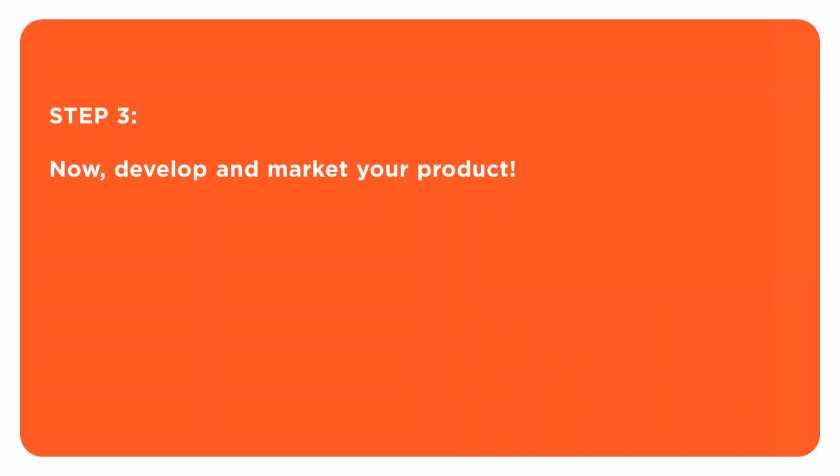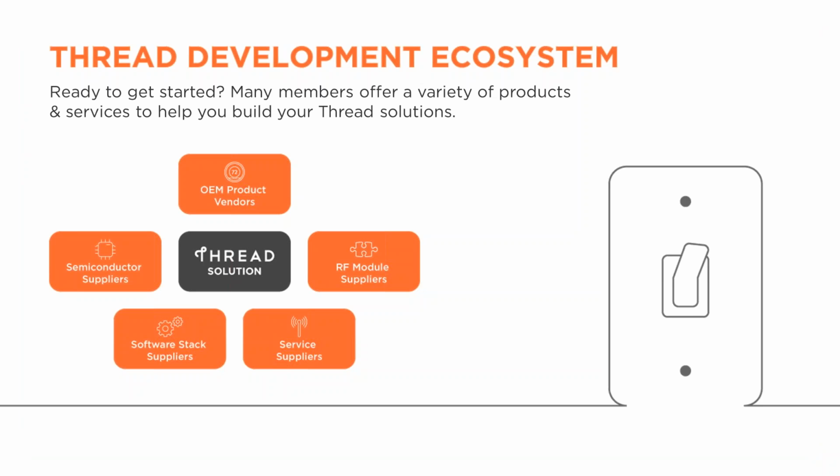Okay, so now it's time to start developing and taking your product to market. So what can you do? What does Thread Group provide to help you with those efforts? Within Thread Group, there are many different types of companies represented. So when you're ready to get started on developing and designing your product, there's an array of options and resources you have available to you as a Thread member when you join Thread.